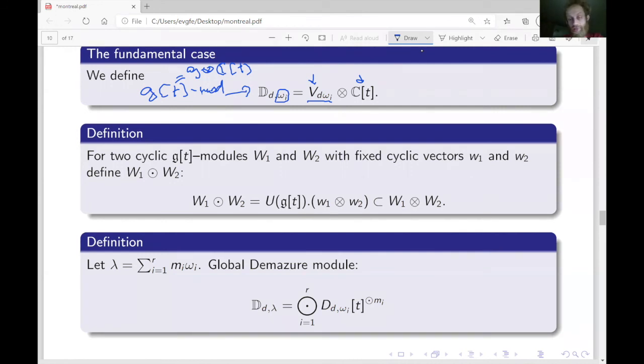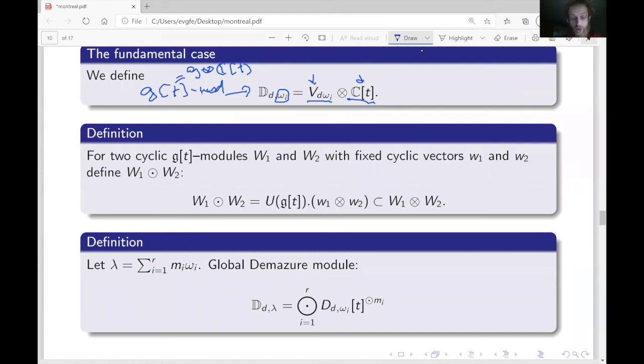And also there is this polynomial part, but we also have a polynomial part in our current Lie algebra, and therefore we can somehow get the whole module, the whole global Demazure module, starting from the highest weight vector of this irreducible V_{dω_i} tensor 1.